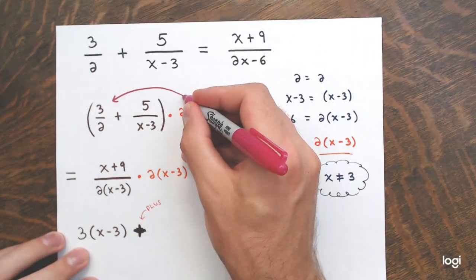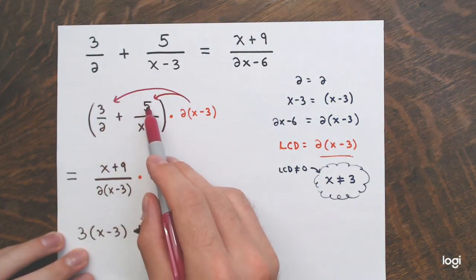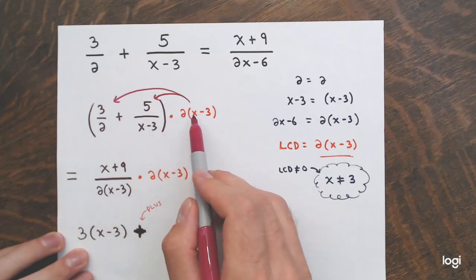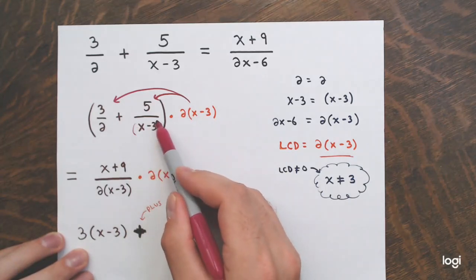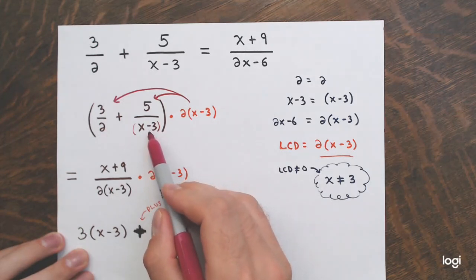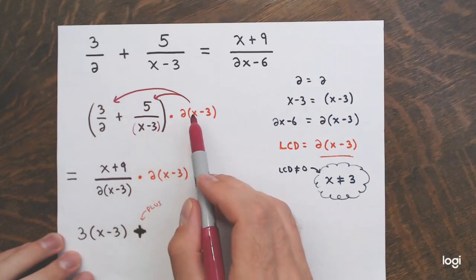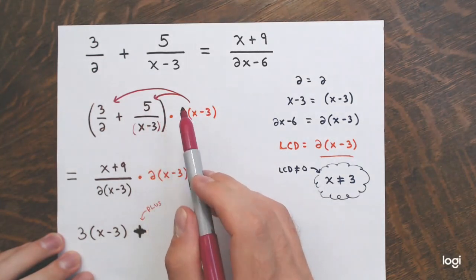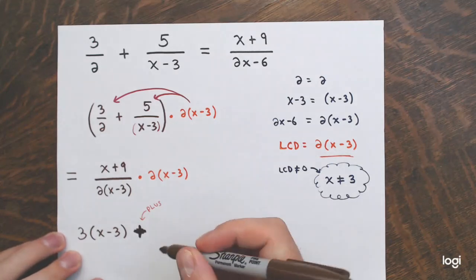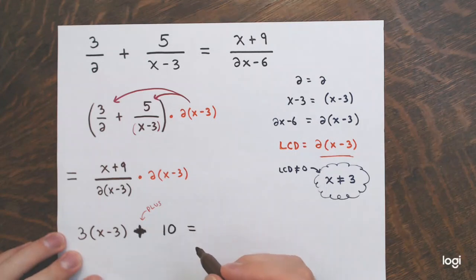Then I multiply the second fraction. We got plus, and then I take 5 over x minus 3 times the 2 times x minus 3. You see there's a factor of x minus 3. All of this is its own factor, that's as factored as that gets. I have a factor of x minus 3 in the denominator, x minus 3 in the numerator, so those would cancel. And I'd be left with the 5 and the 2. And 5 times 2 is 10. So this is the end of the left side.